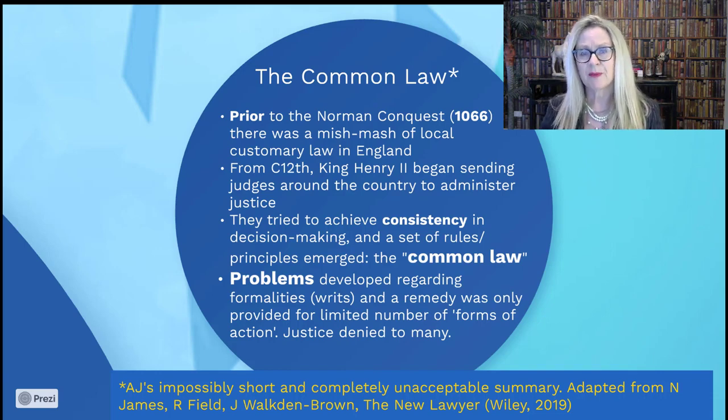So from about the 12th century onwards, King Henry sent judges around on their circuits to administer justice in the various different parts of England. They tried to achieve consistency in their decision making, and hence we had the common law evolving. It was common across England and therefore more desirable.